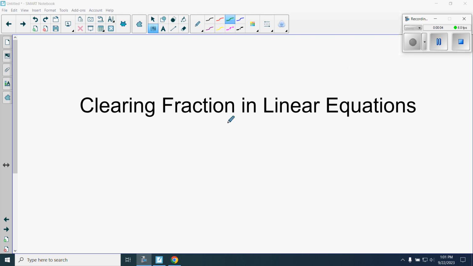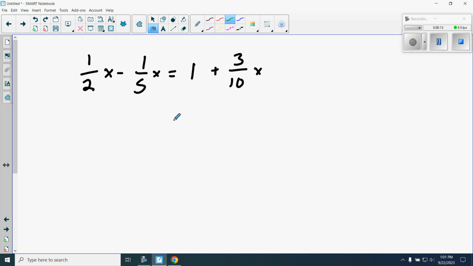So as I was working in class the other day, we need a little bit more help in clearing fractions and linear equations. So what I'm talking about is the following equation. If I have 1/2 x minus 1/5 x equals 1 plus 3/10 x, I've actually got four terms sitting here. Okay, I've got the 1/2 x term, the negative 1/5 x term, the 1, and the positive 3/10 x.